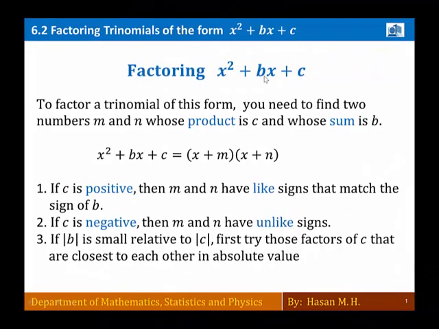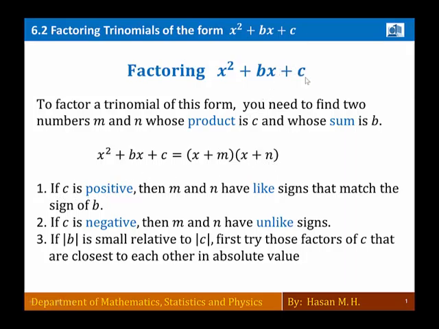Factoring x squared plus bx plus c. To factor a trinomial of this form, you need to find two numbers m and n whose product is c and whose sum is b. So to factor x squared plus bx plus c, that equals open parentheses x plus m close parentheses times open parentheses x plus n close parentheses.